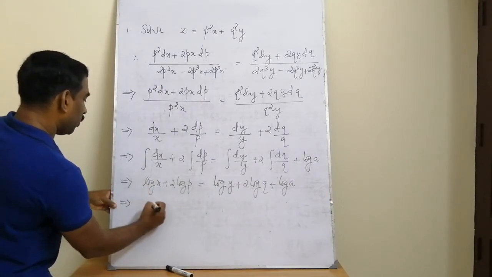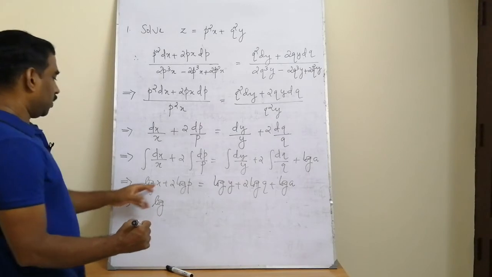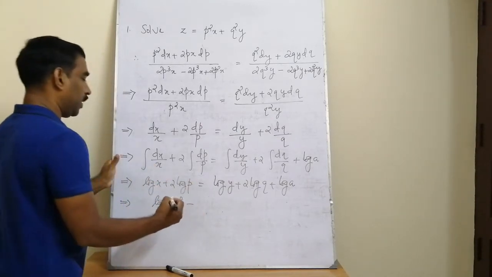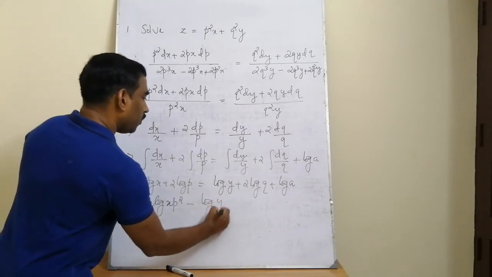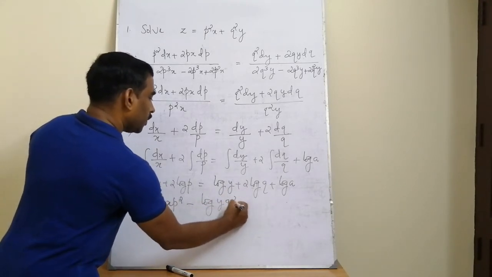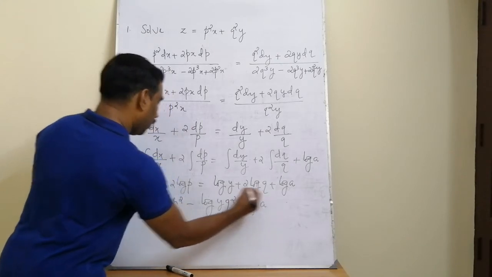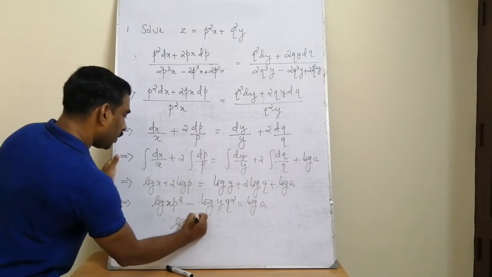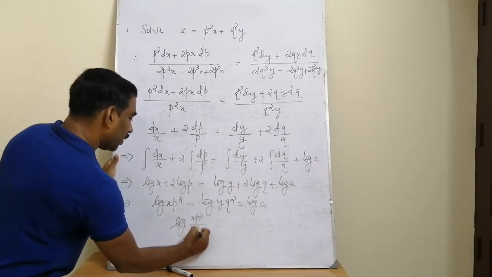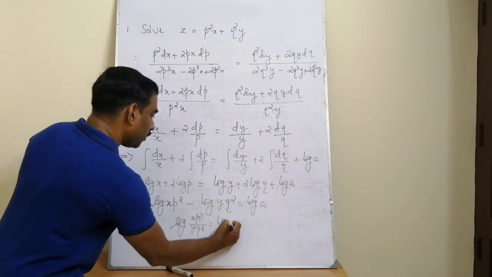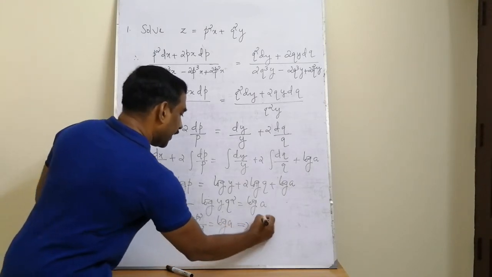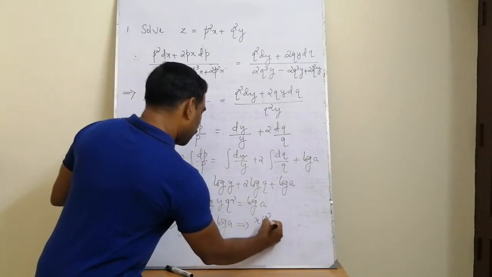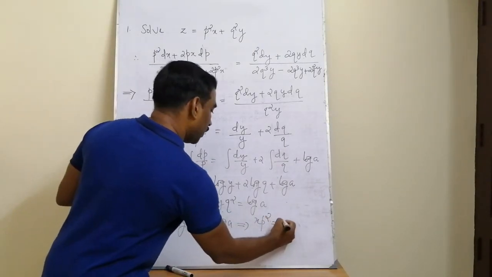So applying properties of logarithm, this can be reduced as log x plus log p square, that is log x p square, minus log y q square is equal to log a, or this will give log of x p square divided by y q square is equal to log a. That implies x p square by y q square equal to a, or we have x p square is equal to a y q square.